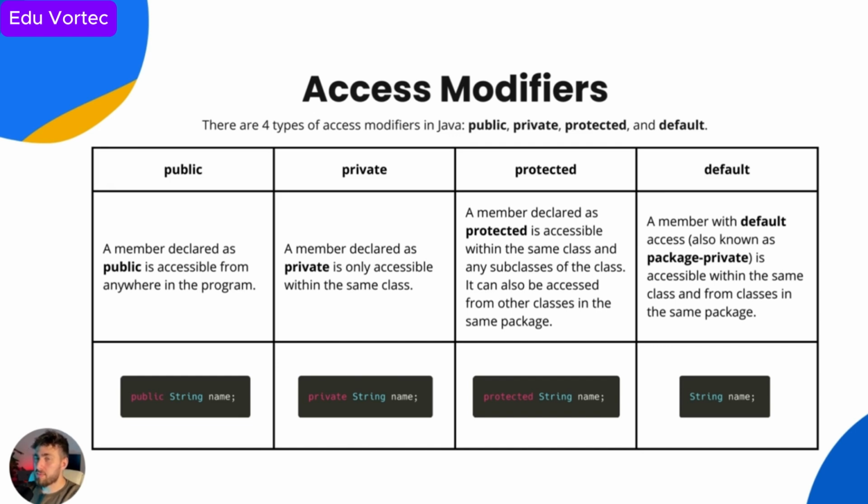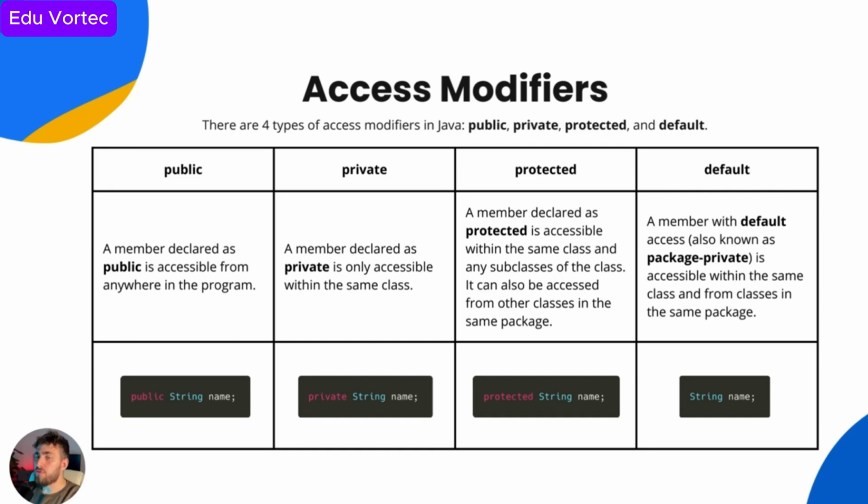There are 4 types of access modifiers in Java: public, private, protected, and default. You're already familiar with them, but let's repeat one more time to just make sure that we understand them completely. A member declared as public is accessible from anywhere in the program. A member declared as private is only accessible within the same class. In other words, it's only accessible from within the class that defines it. A member declared as protected is accessible within the same class and any subclasses of the class. It can also be accessed from other classes in the same package.